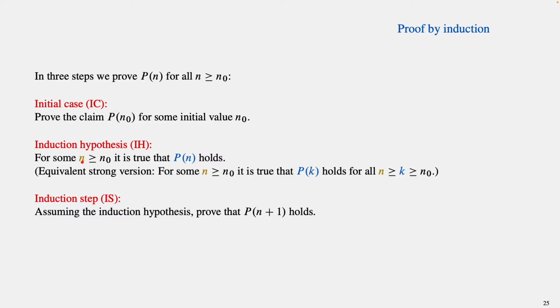So we assume it holds for n, or for all numbers up to n in the strong version, and then we want to, using this assumption, conclude that it also holds for n plus 1. And if we succeed in the last step, and of course in the initial step, then the principle of induction guarantees that P(n) holds for all natural numbers n greater or equal to our initial value n0.